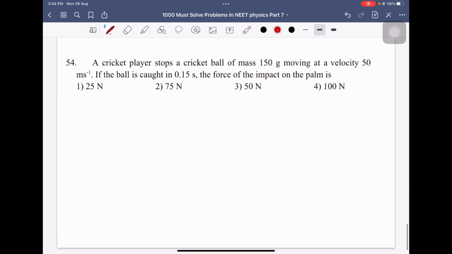Next, question number 54. A cricket player stops a cricket ball of mass 150 gram moving at a velocity of 50 meter per second. If the ball is caught in 0.15 seconds, the force of the impact on the palm is, since the force experienced here is impulsive force.